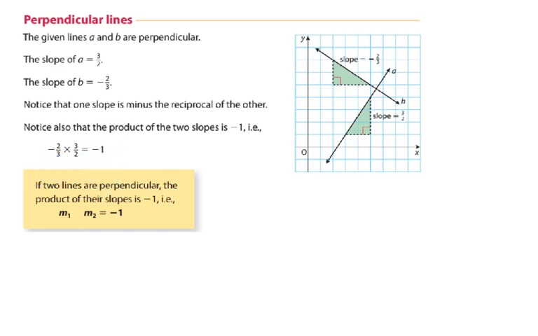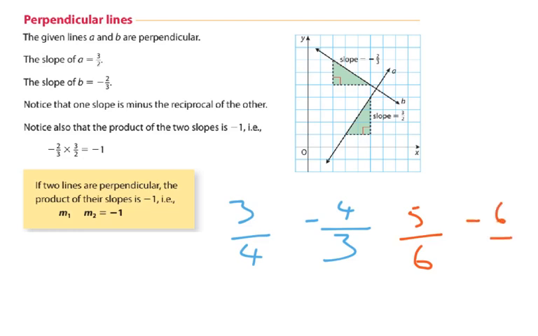So for example, if I tell you that one slope is 3 over 4, the line that's perpendicular to that one will have a slope of minus 4 over 3, which is minus the reciprocal of it. If I said to you that the slope of one line was equal to 5 over 6, well then the slope of a line that's perpendicular would be equal to minus 6 over 5, minus the reciprocal of it.